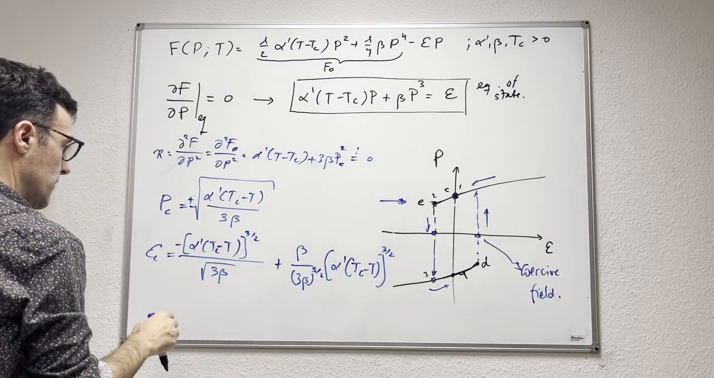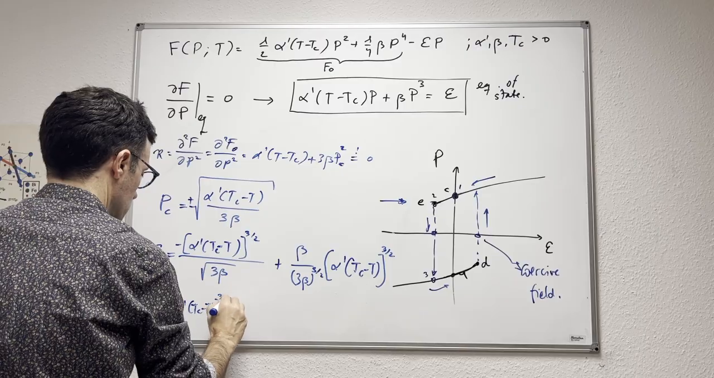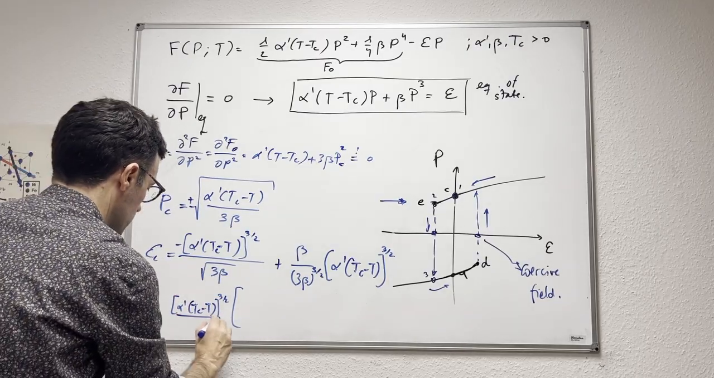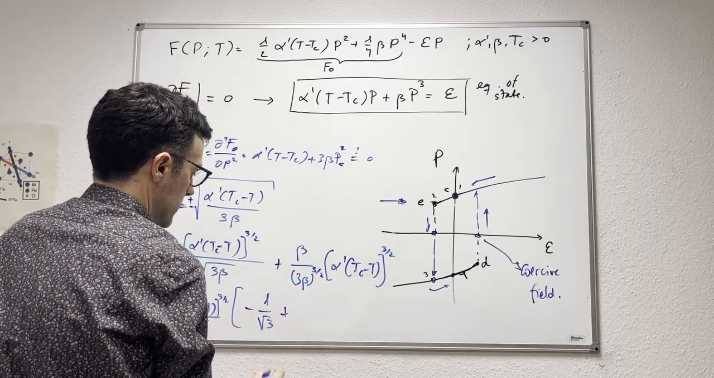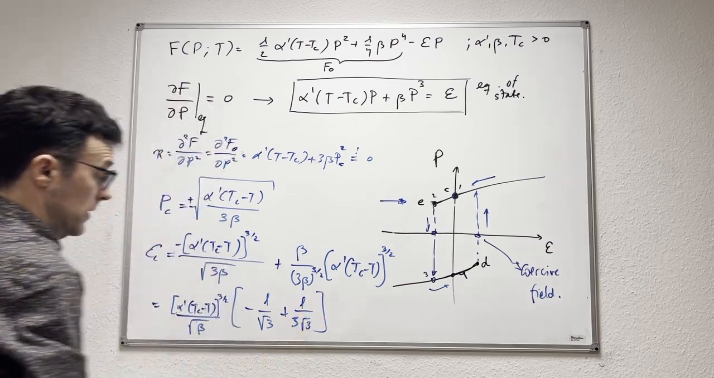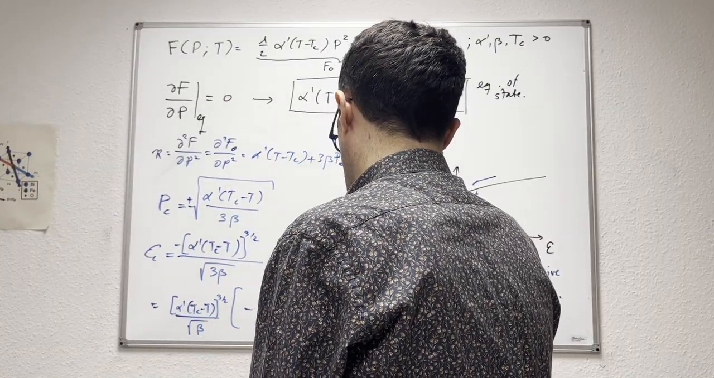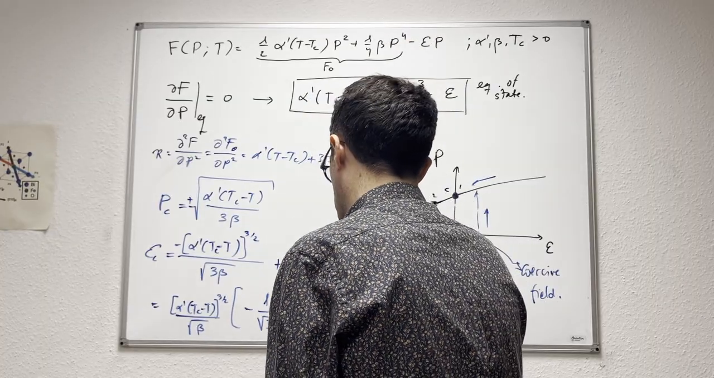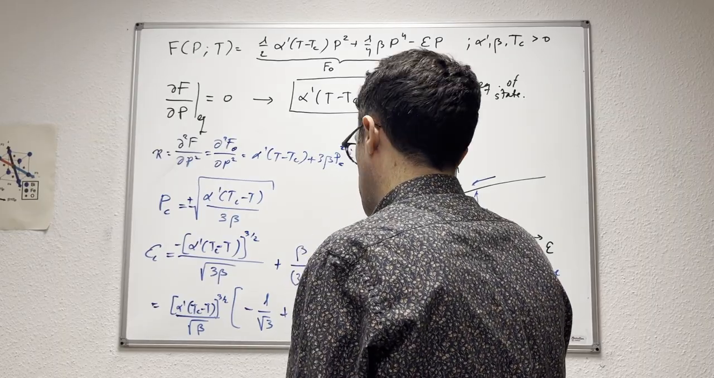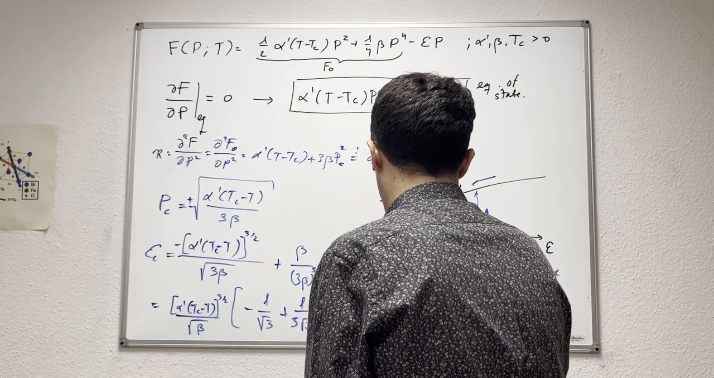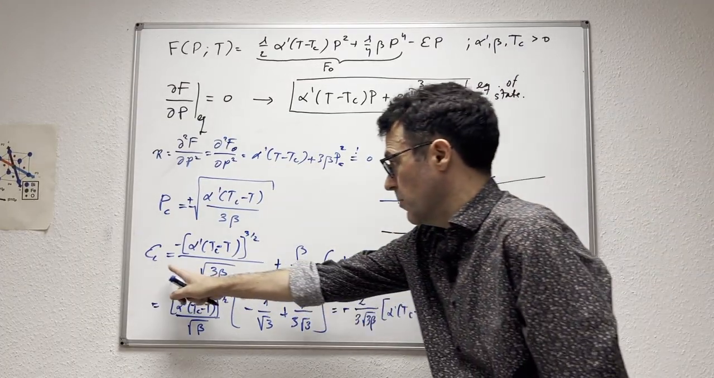Okay. So here I have something like alpha prime (Tc minus T) to the 3/2, and then I have over the square root of beta, and then I have minus 1 over the square root of 3 plus 1 over 3 times the square root of 3. If I haven't made any mistake, this should be, so 3 go up, so we have a 2, something like minus 2 over 3 times the square root of 3 beta, times alpha prime (Tc minus T) to the 3/2. So please check for mistakes, but essentially that is the coercive field.